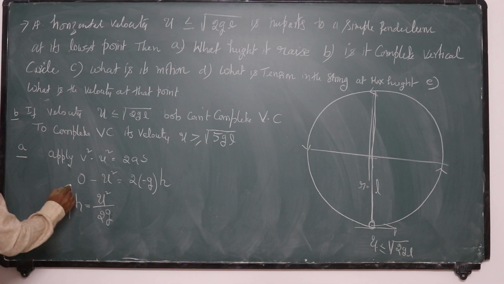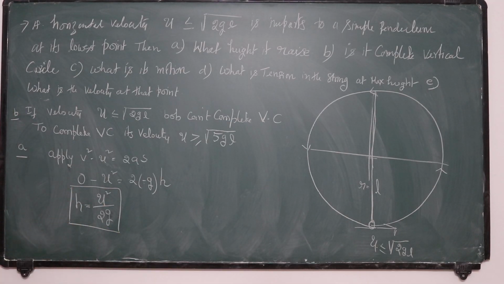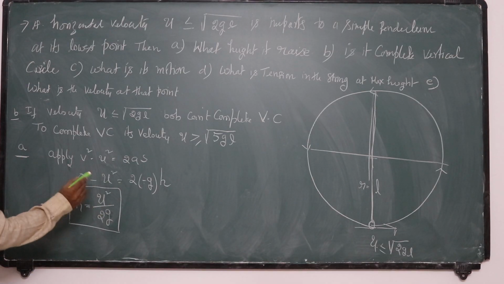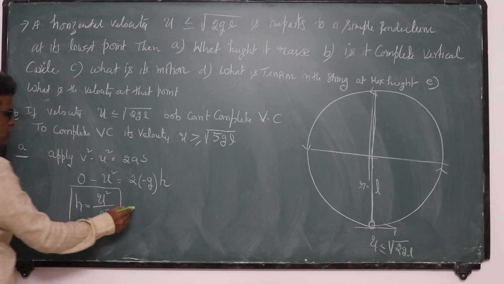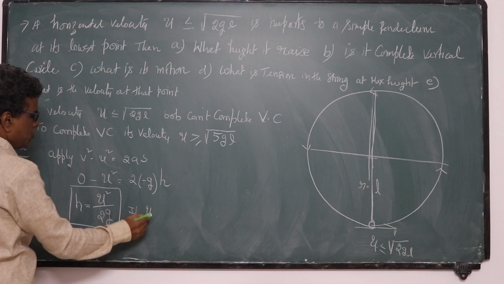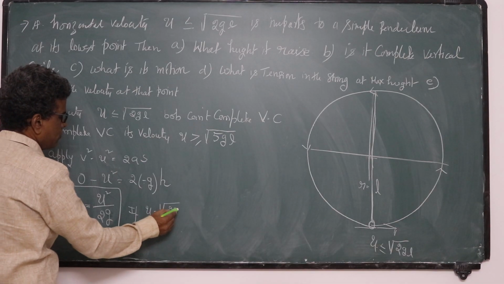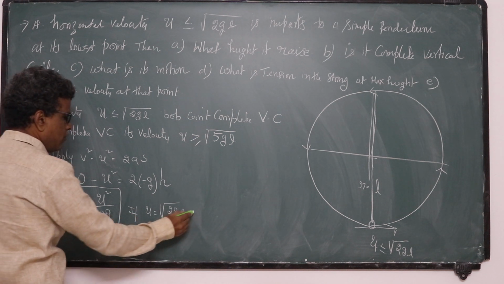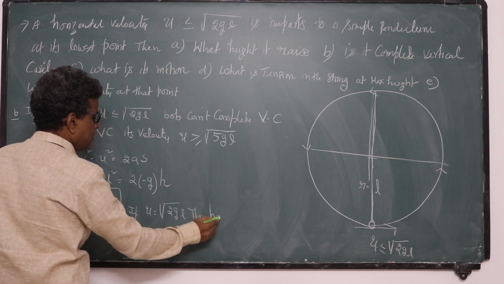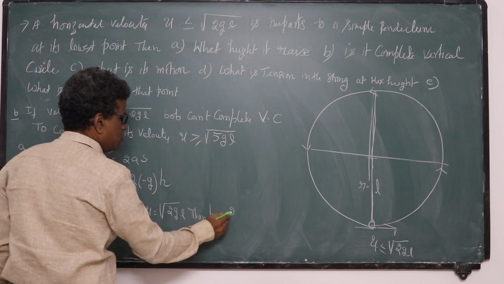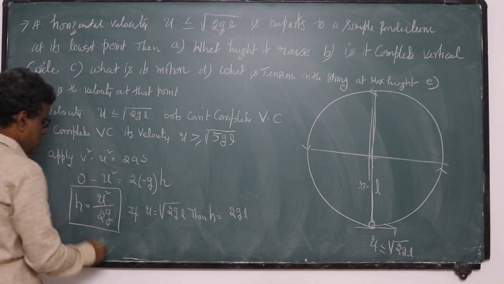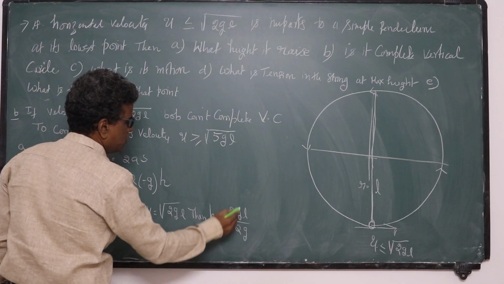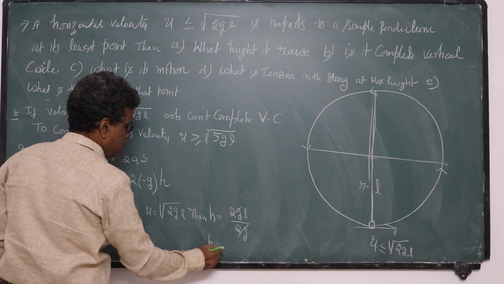2g. So what height will it rise? For that question, the answer is h = u square by 2g. This is the answer for question B. If u is equal to the maximum value, square root of 2gL, then what height will it rise? Substitute u square as 2gL by 2g. So 2g gets cancelled, and you will get h is equal to L.